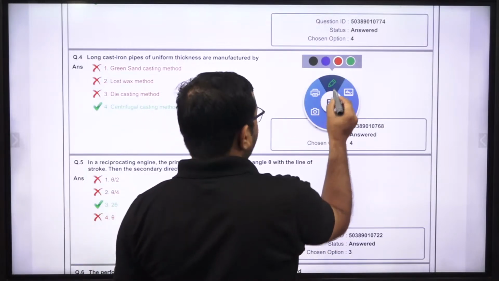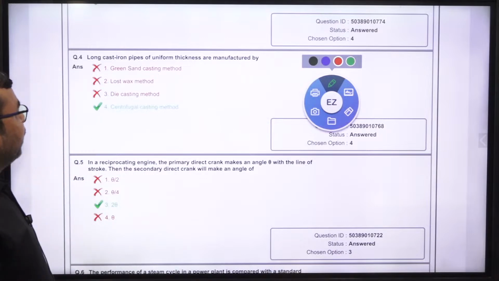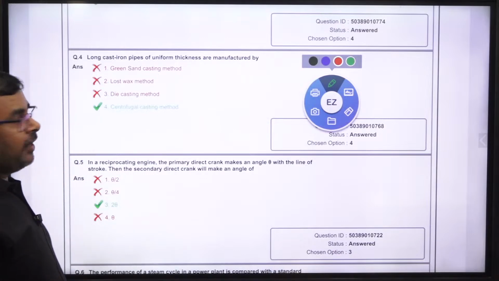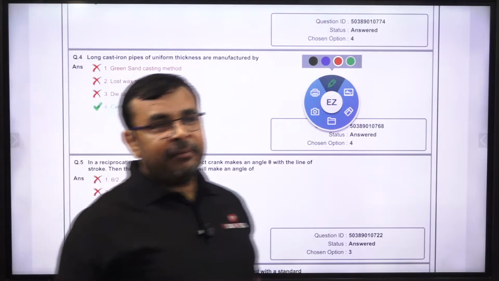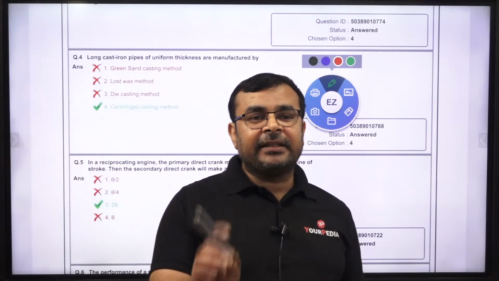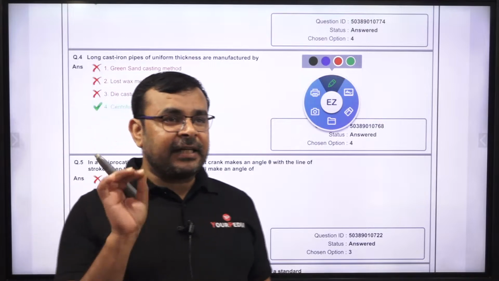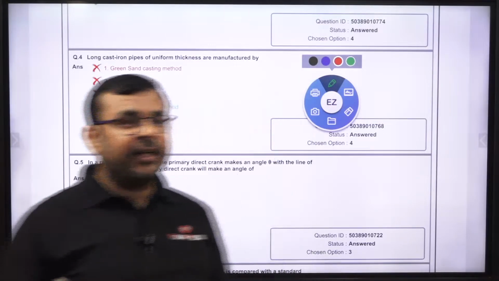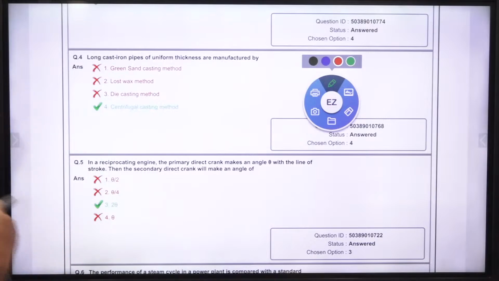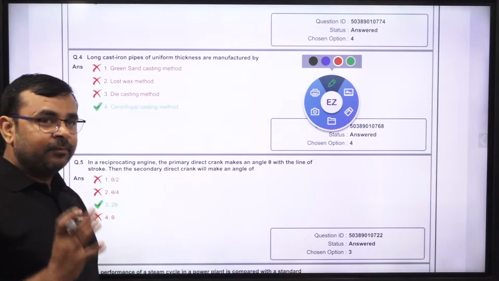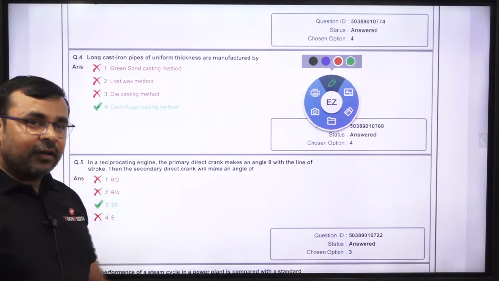Long cast iron pipes of uniform thickness are manufactured by, then obviously cast iron pipe is made by the metal casting process, yes or no? Why? Because the castability of the cast iron is very excellent, yes or no? Very good. The castability of the cast iron is very good. Is it clear? So which method is suitable for making long cast iron pipe?